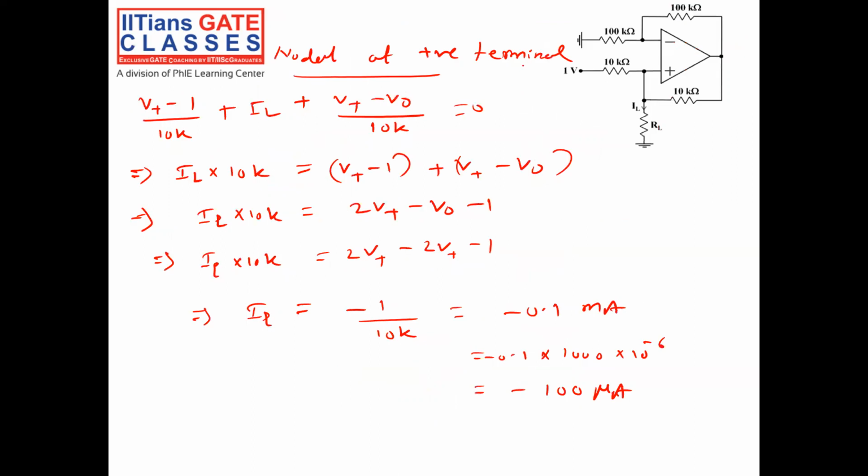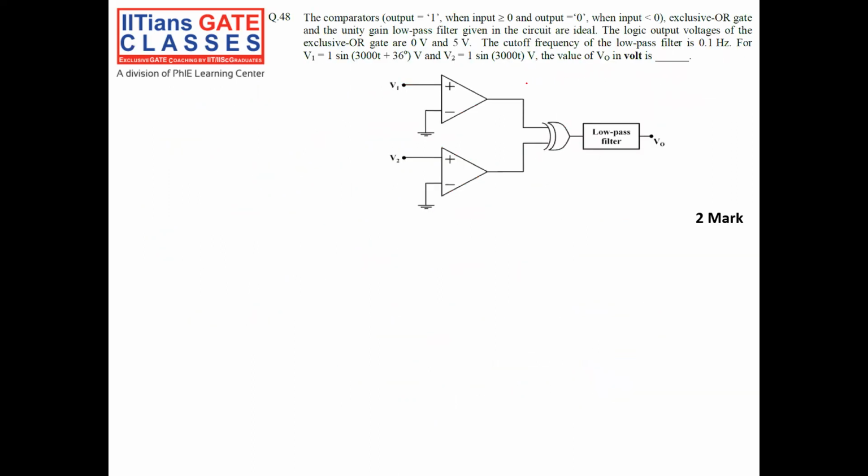Okay, next question. This is a very nice question, right? The comparator's output is 1 when the input is greater than 0, right? For the comparator, the output is equal to 1 when input is greater than 0, and the output is equal to 0 when input is less than 0, right?